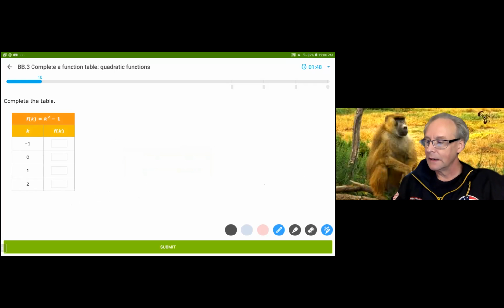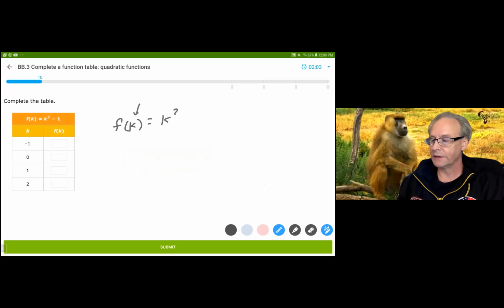Okay. This time we're going to take k squared and subtract 1. So I'm going to do the first one, and I'm going to call it f of k. And notice that the k is inside parentheses. That's an important idea because we're going to take this k value and we're going to replace the k with it. And I'm going to start with -1.